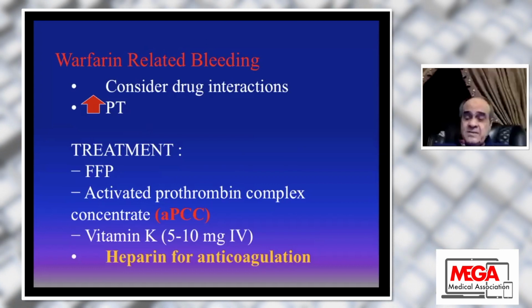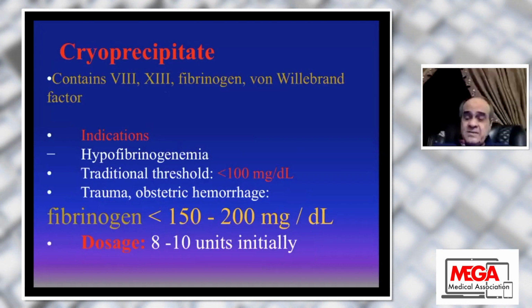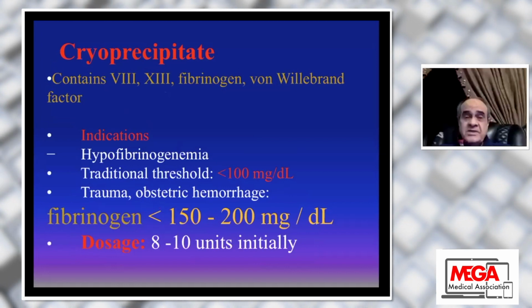Cryoprecipitate contains factor 8, factor 13, fibrinogen, and von Willebrand factor. Indications are cases of hypofibrinogenemia and obstetric hemorrhage. The dose is 8 to 10 units initially of cryoprecipitate.